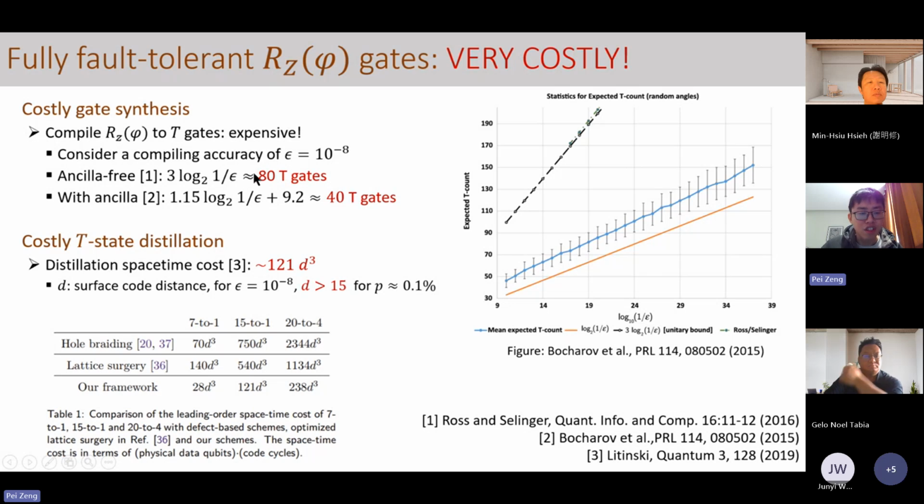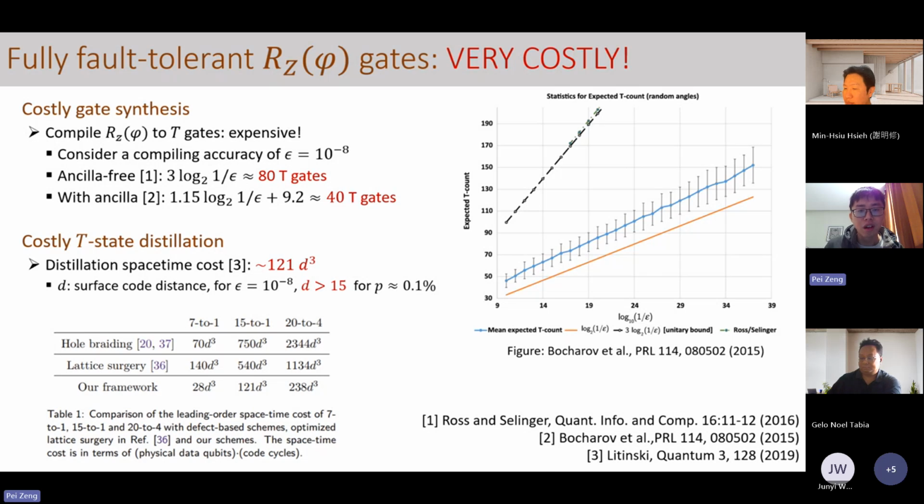And for each T gate, as I have mentioned, if you use the traditional distillation methods, you will introduce an extra d to the 3 space-time cost. So usually one rotation gate will cost you at least 100, sometimes 1,000 times the space-time cost compared to our CNOT gates in the fault-tolerant circuit. This is the dominant limiting factor, the bottleneck of realizing fault-tolerant quantum computing.